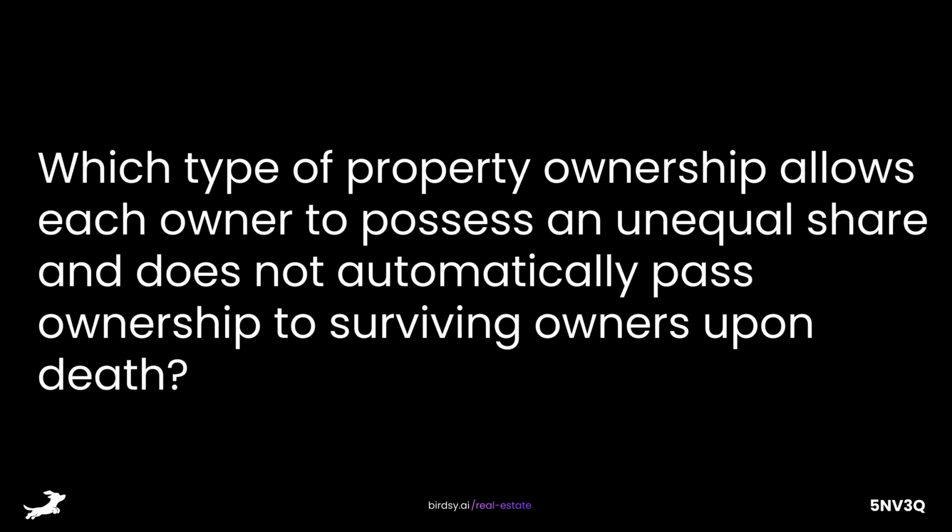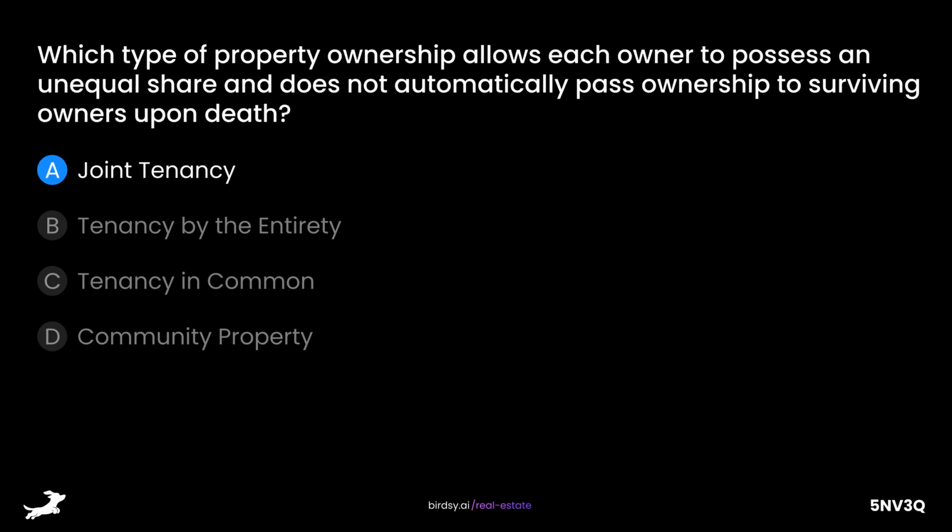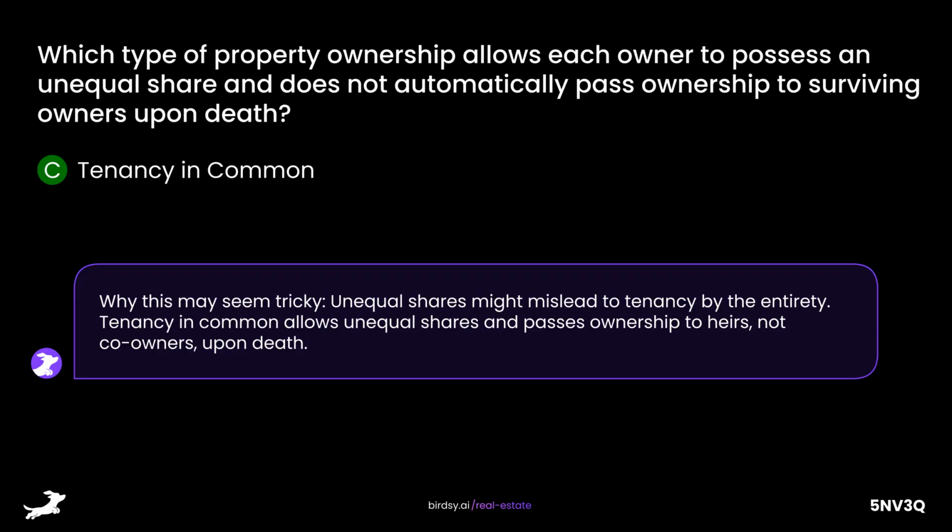Which type of property ownership allows each owner to possess an unequal share and does not automatically pass ownership to surviving owners upon death? Is it A, joint tenancy, B, tenancy by the entirety, C, tenancy in common, or D, community property? The answer is C, tenancy in common. Why this may seem tricky: unequal shares might mislead to tenancy by the entirety. Tenancy in common allows unequal shares and passes ownership to heirs, not co-owners, upon death.